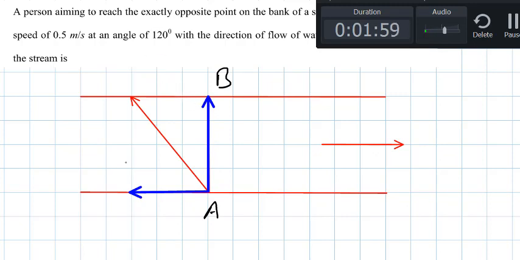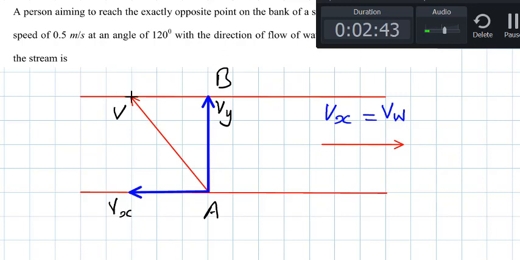If I call his velocity as v, and this velocity as vx and this velocity as vy, then he will use the component vx to cancel water's velocity, and he will use the component vy to cross the river. So he crosses the river using the component vy and he cancels water's velocity using the component vx. And how is that cancellation possible? To cancel water's velocity, his velocity should be equal in magnitude and opposite in direction. That means his velocity component vx should have the same magnitude as water's velocity. So that will cancel.